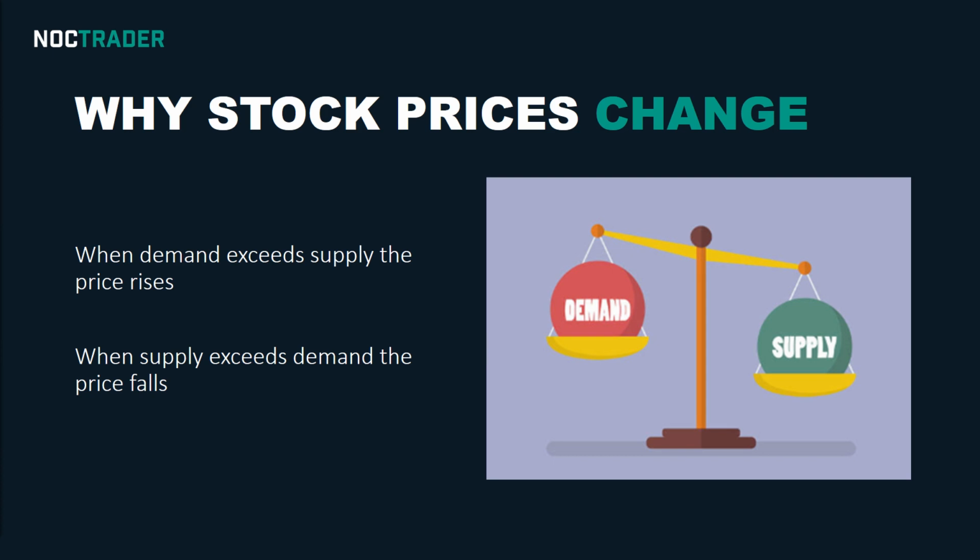So why do stock prices change? Well, the simple answer is demand and supply. Each company listed on the stock market provides a limited number of shares to be exchanged. When demand exceeds supply, the price will rise as more buyers try and get shares. And when supply exceeds demand, the price will fall as more sellers try and offload their shares.